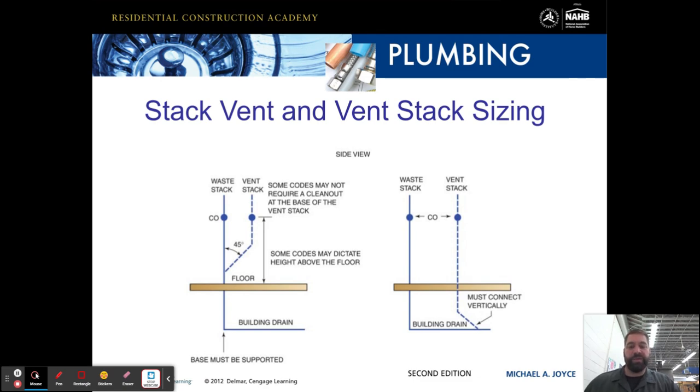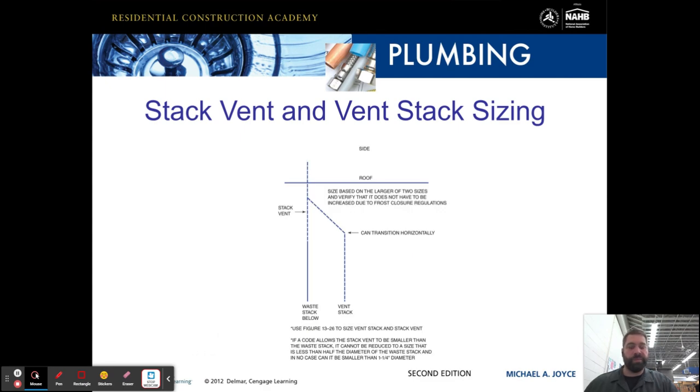So here's a side view of what that looks like. So we have our waste stack, here's a clean out, vent stack, here we have a clean out. Some codes may dictate the height above the floor necessary for the clean out. These come down, here's the building drain. And on this side, we can see that we have a waste stack, vent stack, clean out, clean out. The biggest difference is this one has the 45, this one does not have the 45, but this must connect vertically.